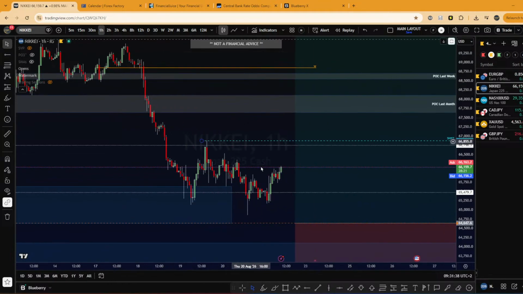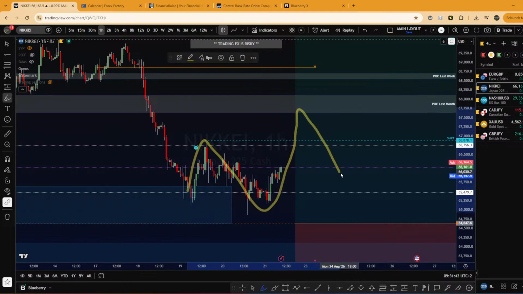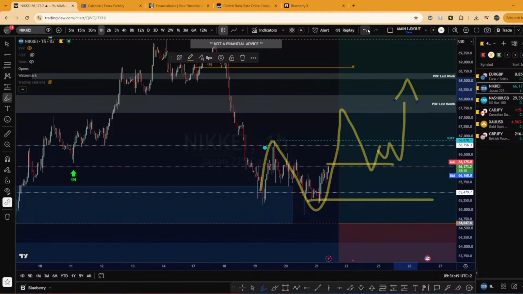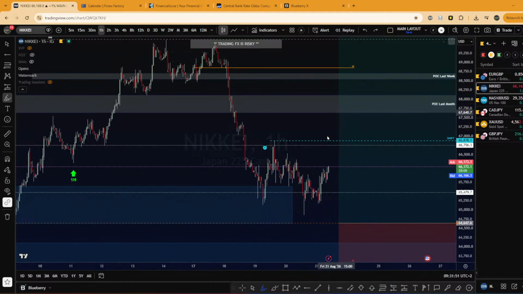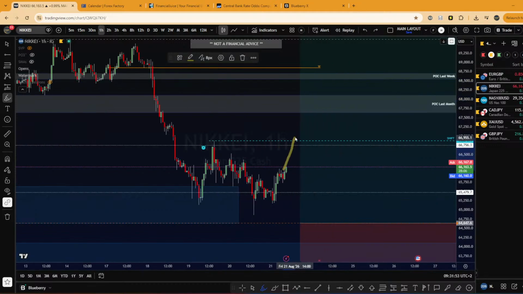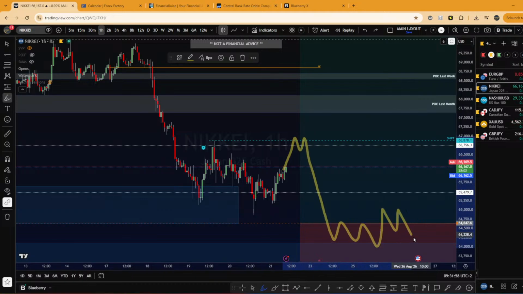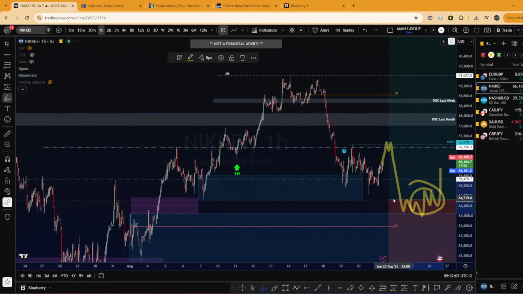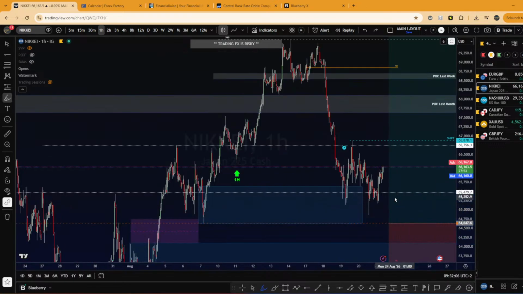Maybe next week, if we break it, retest any zone, any demand zone here will be interesting to buy. Or imagine we start to reject this high again, we come back to retest here, I will be happy again to buy here. In any way, I want to buy the Nikkei, I don't want to sell, to be honest.